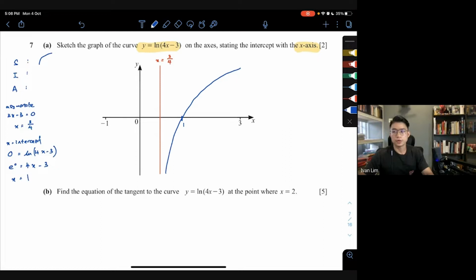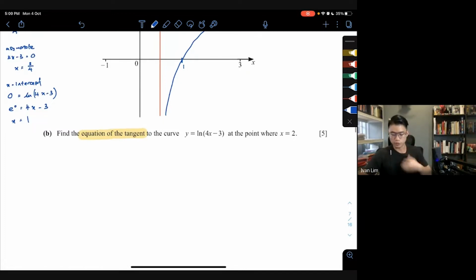For the calculation part, next one: find the equation of the tangent to the curve y equals ln of 4x minus 3 at the point where x equals 2. Equation of tangent means we want to find y equals mx plus c, at x equals 2. So we have to find m first.